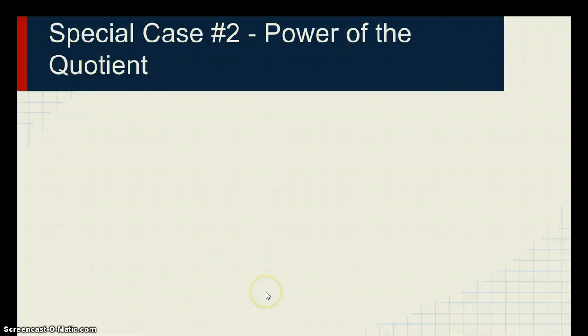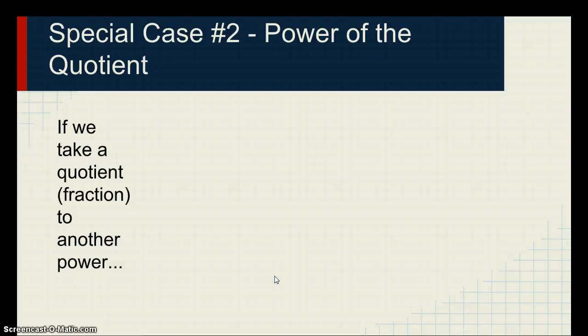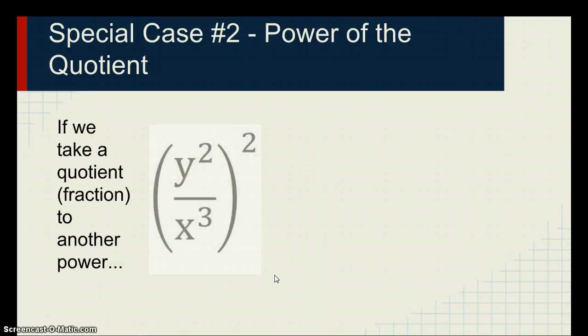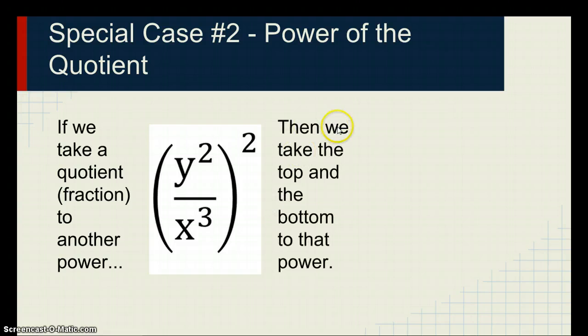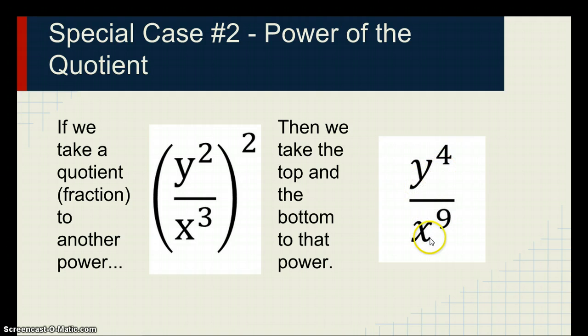Okay, next special case, power of the quotient. If we take a quotient, which is a fraction, to another power, so for example, y squared divided by x cubed, which, yes, is pretty much the same one from before. But now we're going to take that y squared and x cubed, and we're going to square all of that. So then what we do is we take the top and the bottom to that power. So now y squared over x cubed, all squared, becomes y to the fourth over x to the ninth.